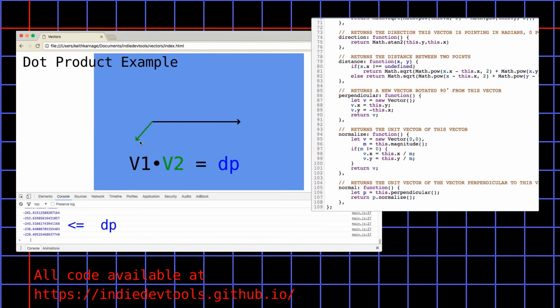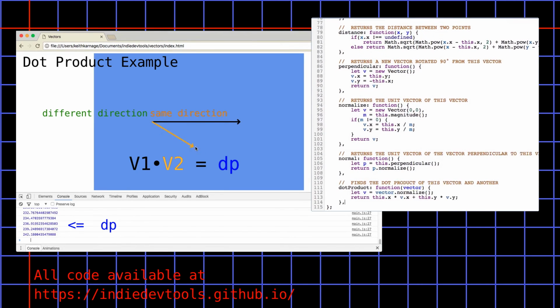The dot product, named so because it uses a dot as operand, multiplies the values separately, then adds them together. If the value is positive, the two vectors are pointing in the same direction. If the value is negative, they are not.